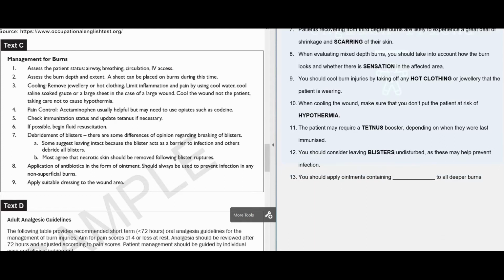Now question number 13. You should apply ointments containing dash to all deeper burns. Same text. Point number 8. Application of antibiotics in the form of ointment should always be used to prevent infection in any non-superficial burns. So answer for question number 13. Ointment that contains antibiotics.